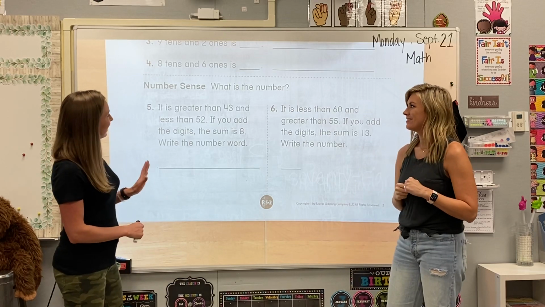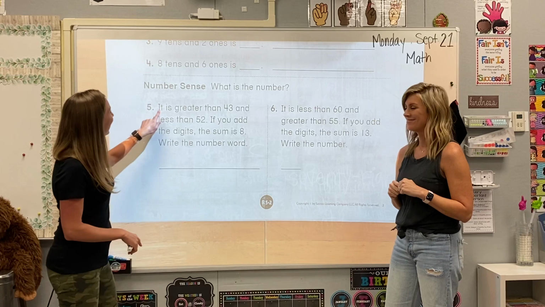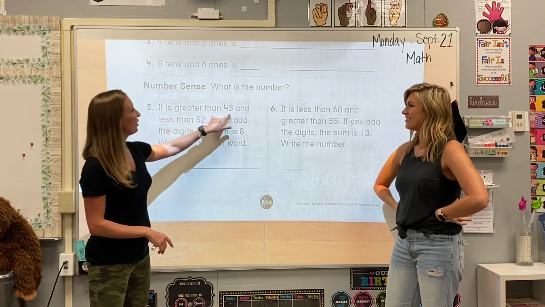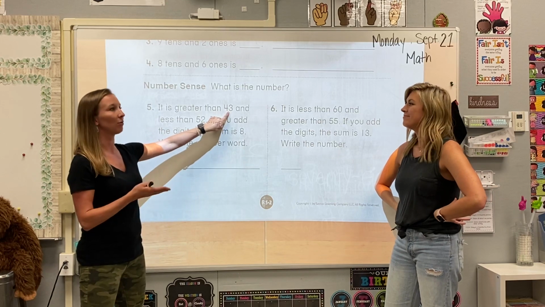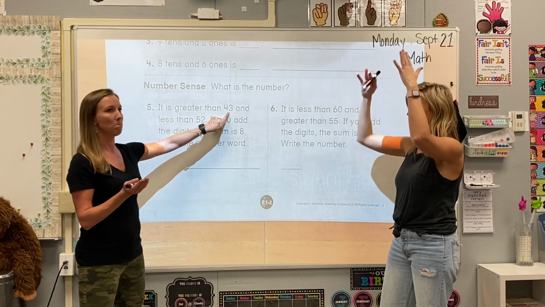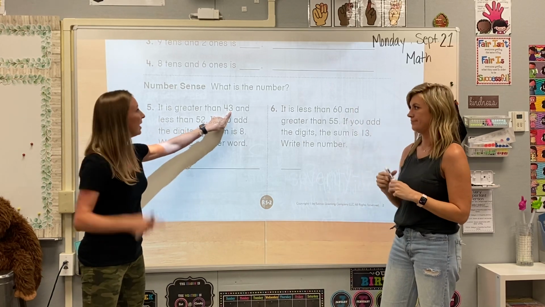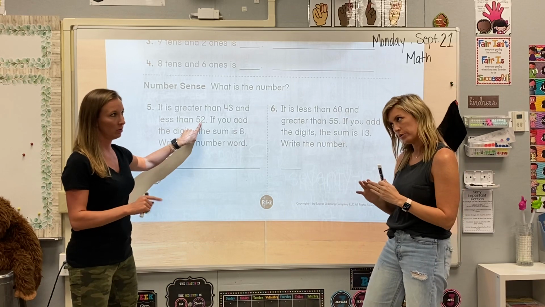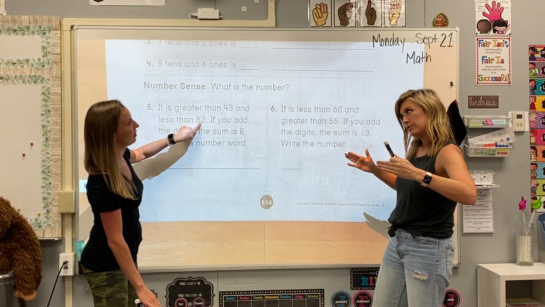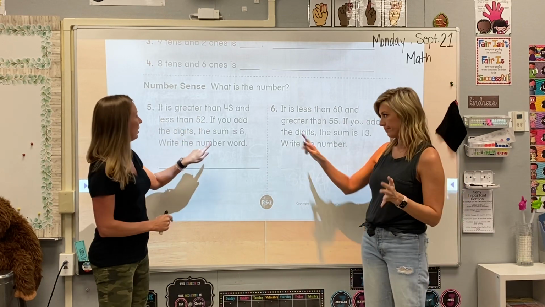So take a listen. It's kind of like take a look, but I change it to listen. It is greater than 43. So we're trying to guess a number. It has to be greater than 43, so bigger, higher than 43. Probably anything from 44 up. And less than 52, so lower than 52, like 51 all the way down. So between 43 and 52.